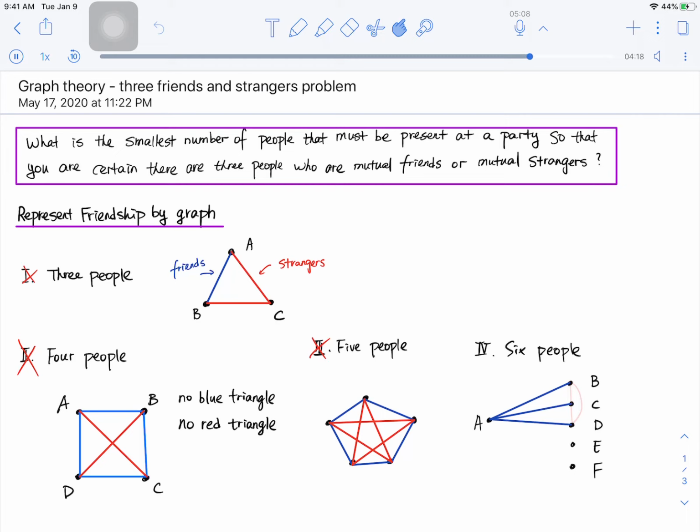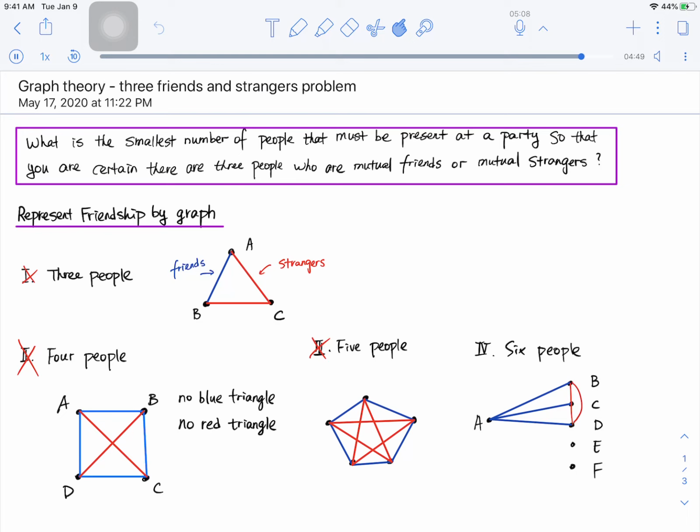If B and C are friends, then we have a 3 mutual friends situation, because then we have the blue triangle, which is A, B, and C. So that's now good. If C and D are friends, we're in the same situation. We have a blue triangle. Similarly, if B and D are friends, we're in the same situation again. So what this tells us is that all these edges must be red, or B, C, D must be strangers.